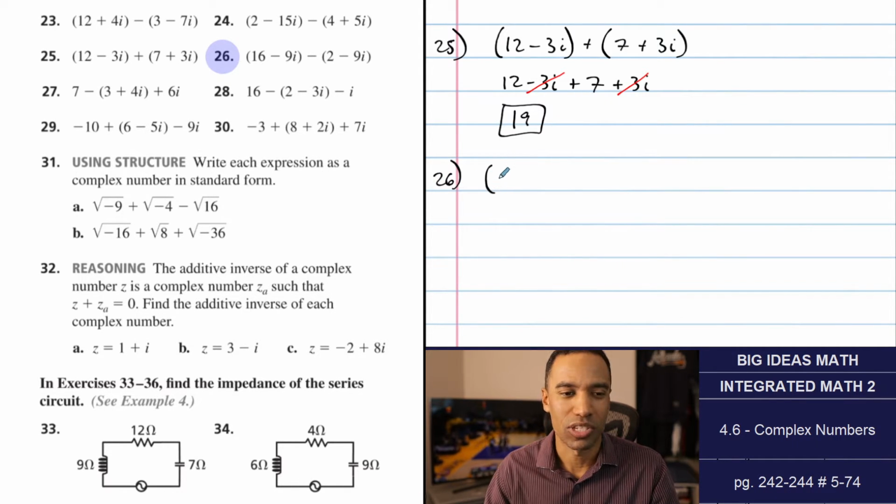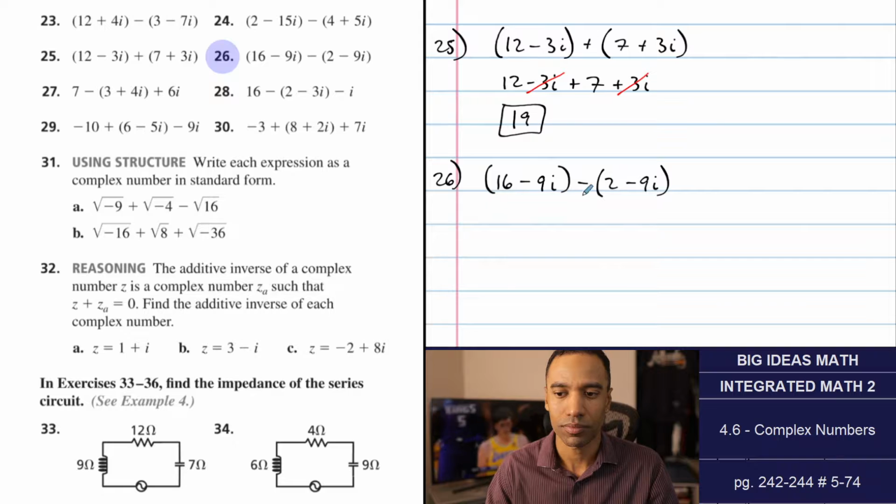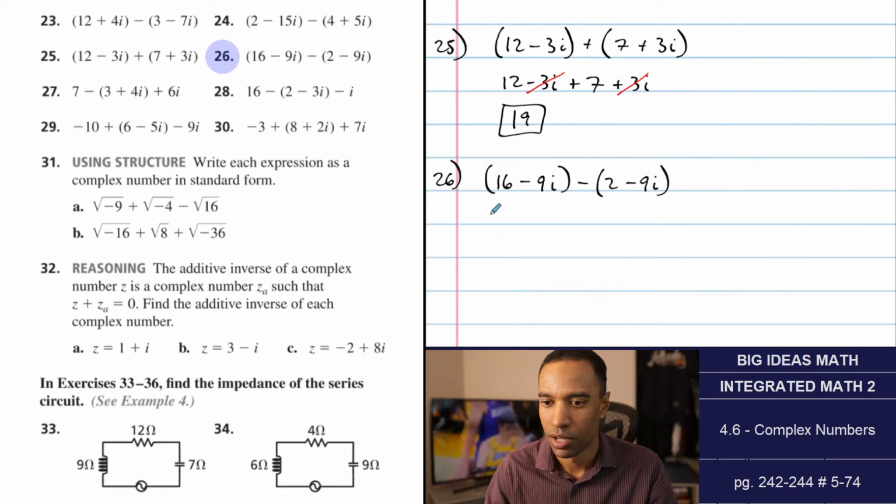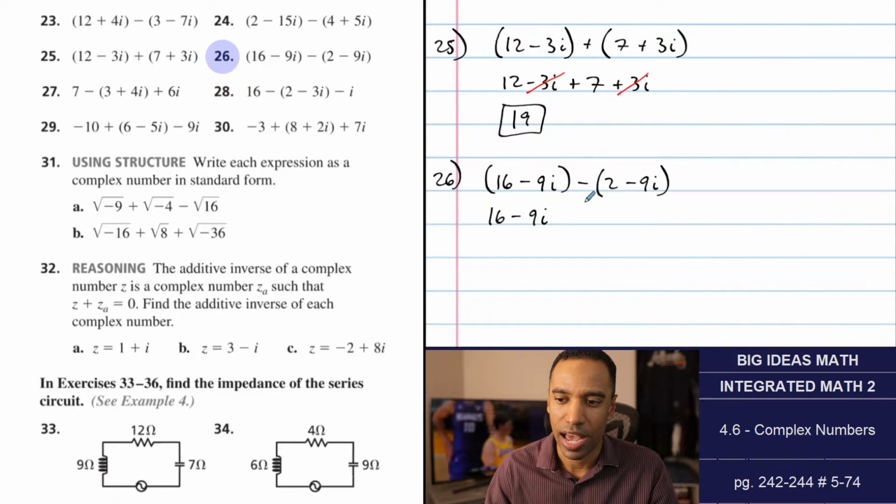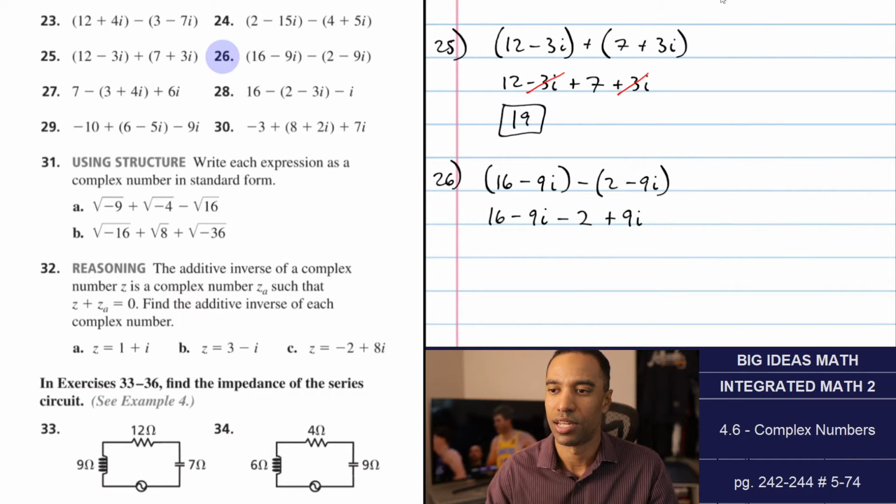All right, number 26. We got 16 minus 9i minus the quantity 2 minus 9i. Something's probably going to cancel again here. 16 minus 9i, and then distribute the negative. Minus 2 plus 9i. Negative 9i plus 9i is 0, and 16 minus 2 is 14. Remember, it's not minus negative 2. That was part of the negative there. So 14.